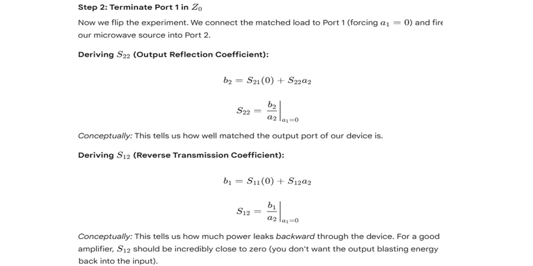Deriving S12, reverse transmission coefficient, is shown here. Conceptually, this tells us how much power leaks backward through the device. For a good amplifier, S12 should be incredibly close to 0. You don't want the output blasting energy back into the input.